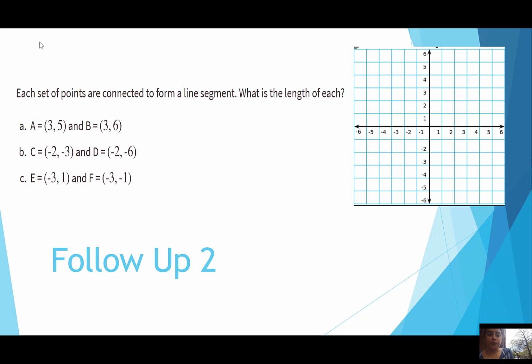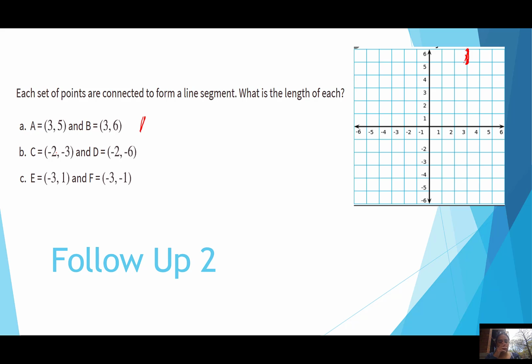So if I plot A at 3, 5, I'm going over 3 and up 5, making a dot. Then I plot 3, 6, I'm going over 3 and up 6. If I connect it to form a line segment, I can see the line segment is 1 unit. That one is pretty easy. All right, let's look at the next one.